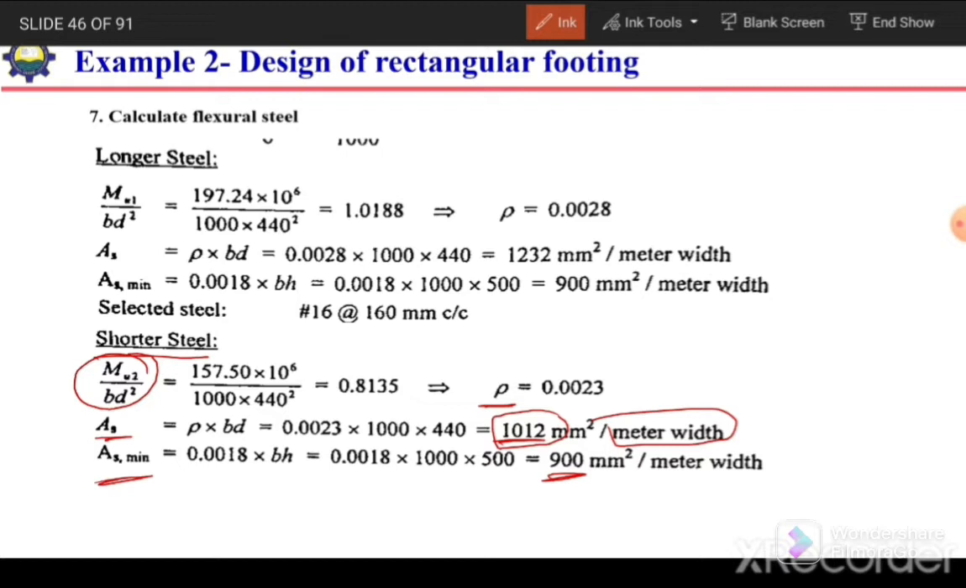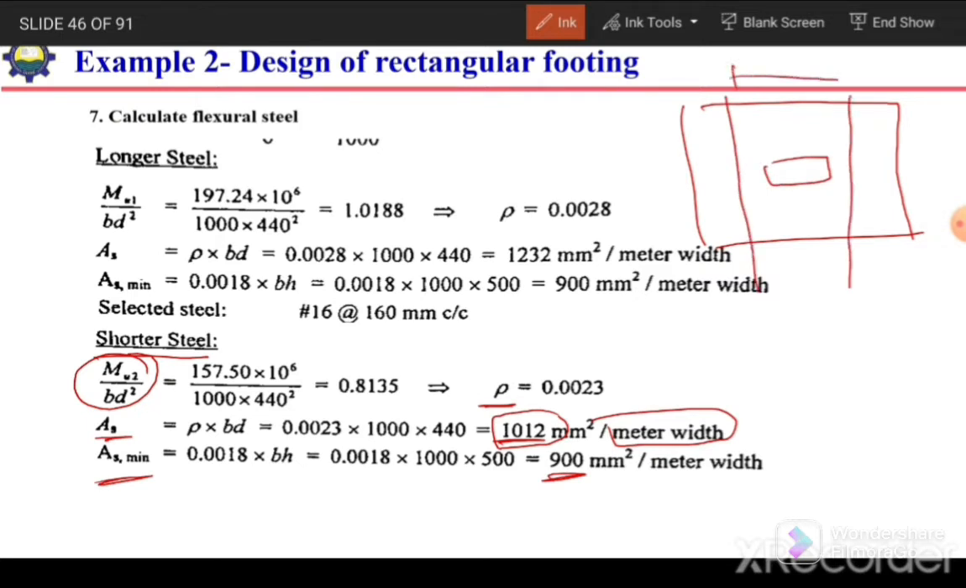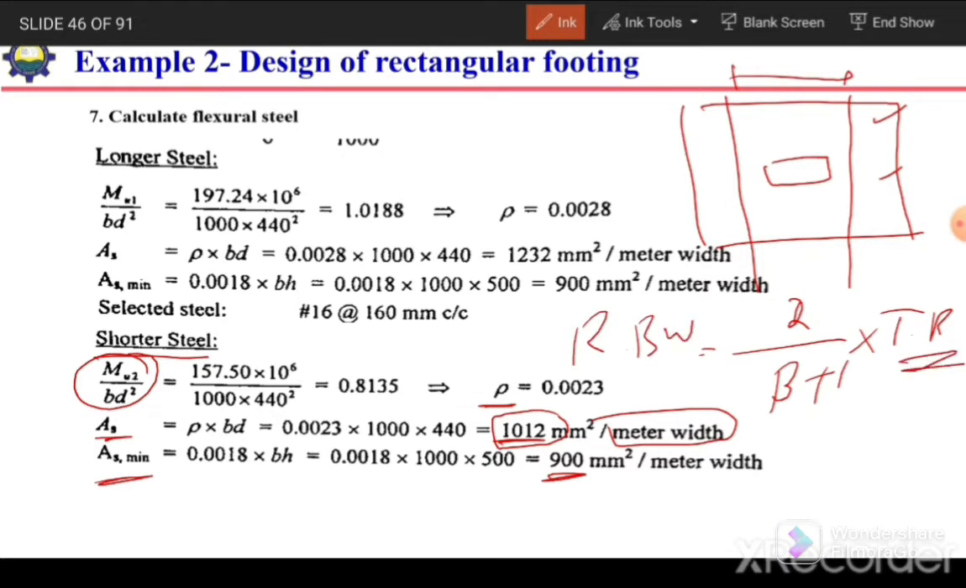In case of a rectangular footing, we need to provide the shorter reinforcement in such a way that in the central band, this is the column, the central band having width equal to B, we need to provide some larger reinforcement as compared to these edges, and the amount of reinforcement to be provided in this bandwidth should be equal to 2 over beta plus 1 times total reinforcement. So reinforcement in bandwidth will be equal to 2 over beta plus 1 into total reinforcement.